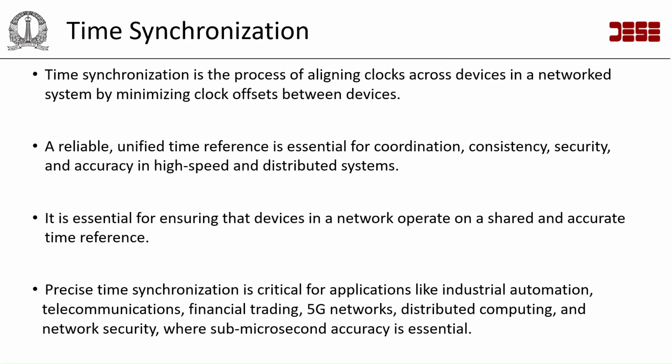Time synchronization is the process of aligning clocks across devices in a network system by minimizing clock offset between them. It is essential for ensuring the devices in a network operate on a shared and accurate time reference to ensure coordination, consistency, and security, which finds applications that require sub-microsecond accuracy.